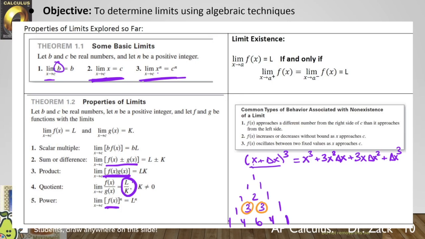They're very powerful. A limit will only exist at the value L if and only if the limit from the left side of a equals the limit from the right side of a. And to wrap it all up, common types of behavior that are associated with the non-existence of a limit. If f of x approaches different numbers, the limit does not exist. If f is increasing or decreasing without bound, those are called plus and minus infinity. If f of x is oscillating between two fixed values or multiple fixed values as you approach c, then that limit does not exist.